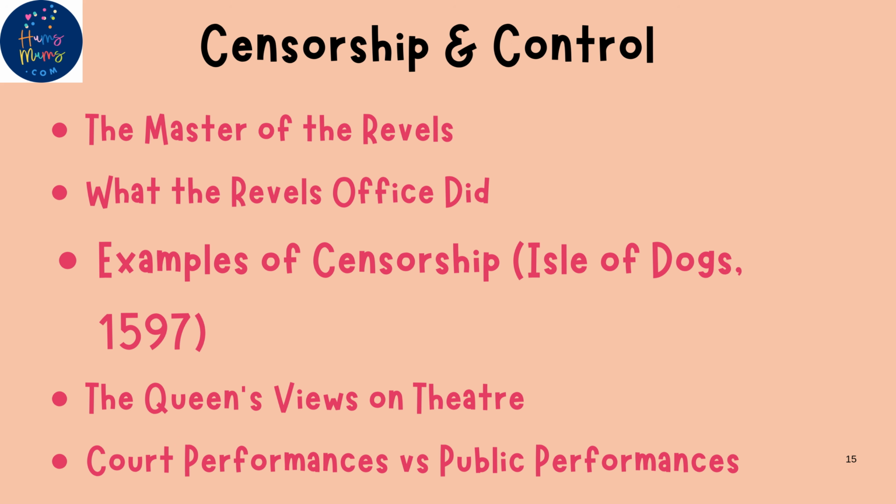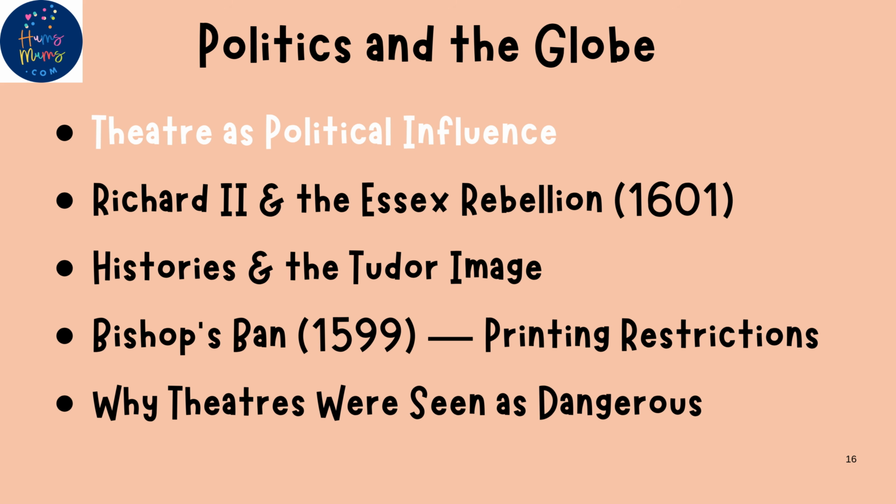So what about politics in the Globe then? How was theatre used as a political influence? Well, theatre could influence thousands of people at once, more than sermons or proclamations. Crowds could discuss plots, interpret scenes politically, and see parallels between past kings and current events. And this worried authorities. So plays about rebellion, kingship, or tyranny were monitored carefully.